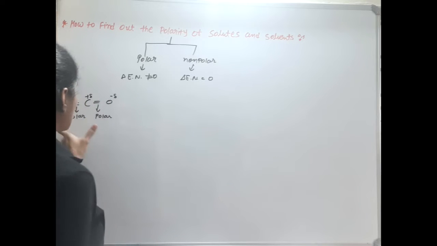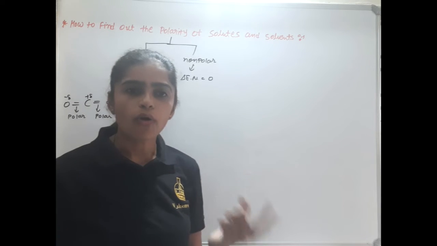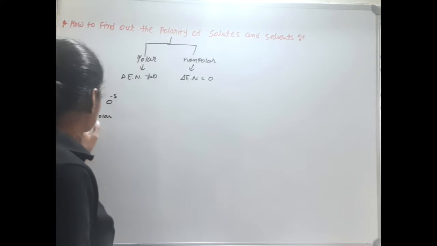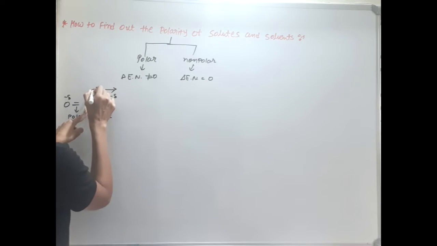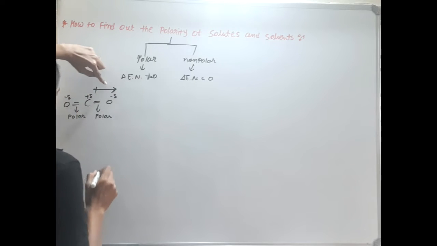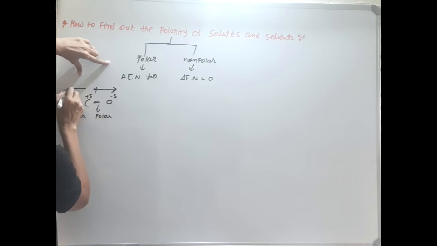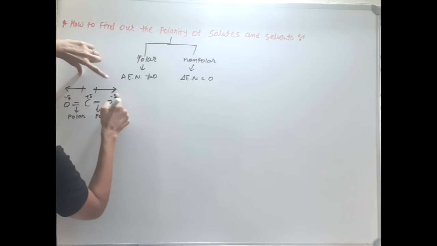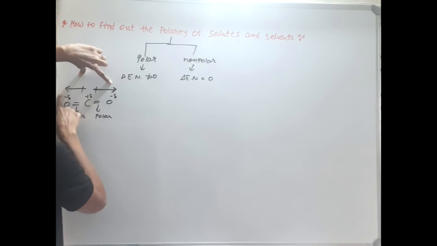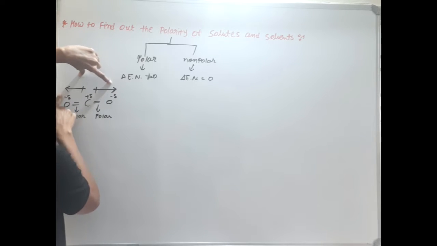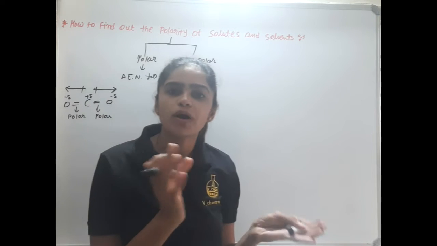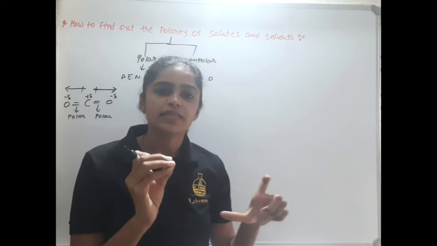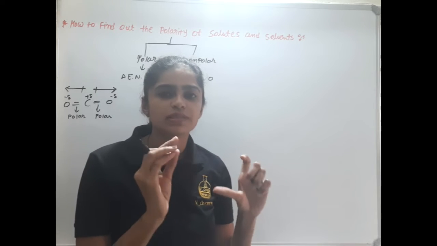But is the overall molecule polar or non-polar? In C double bond O, this is the dipole moment direction on this side and this is the direction on this side, because of the more electronegative atom on each side. So the values are the same but opposite in direction. That's why the net electronegativity difference is 0.